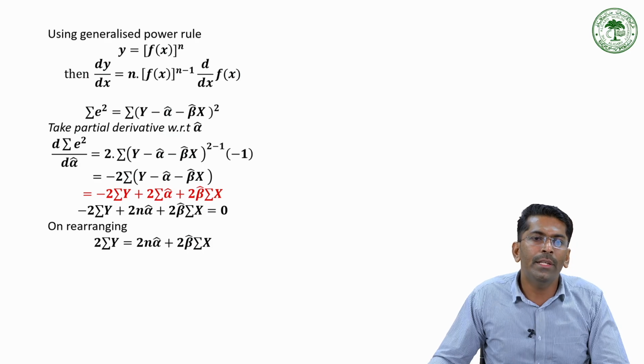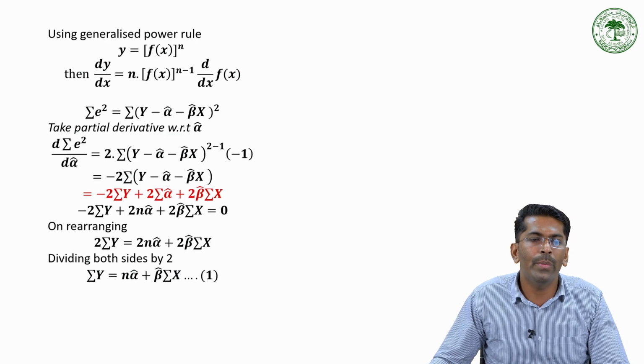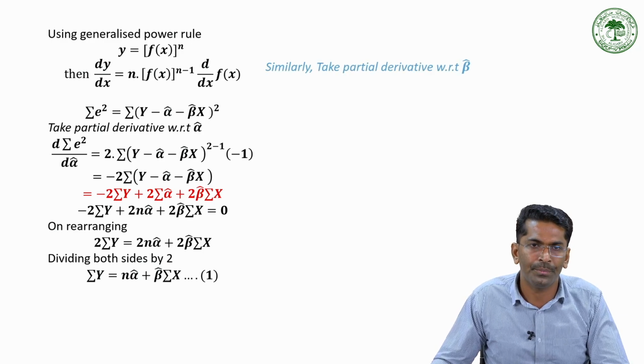Now, 2 is common here, so divide both sides of the equation by 2. Then the 2 will be cancelled out, so the sum of y is equal to n into alpha hat plus beta hat sum of x. I am denoting this as equation number 1.